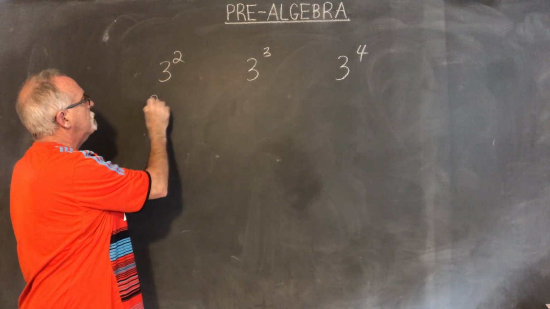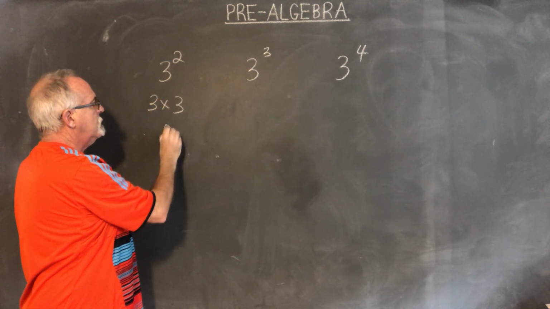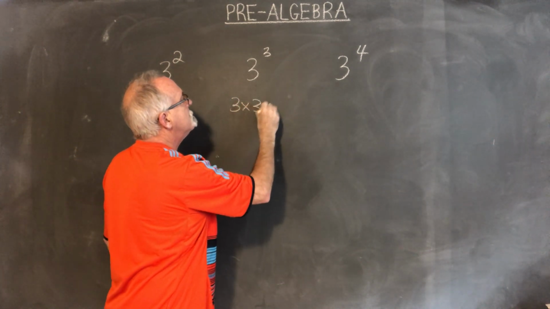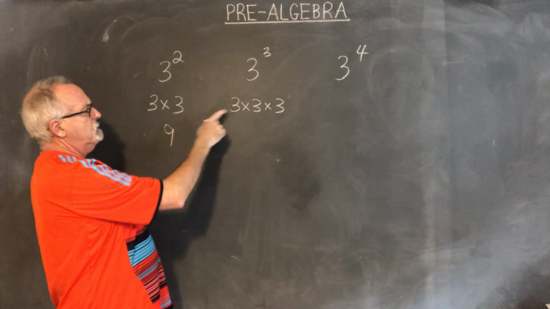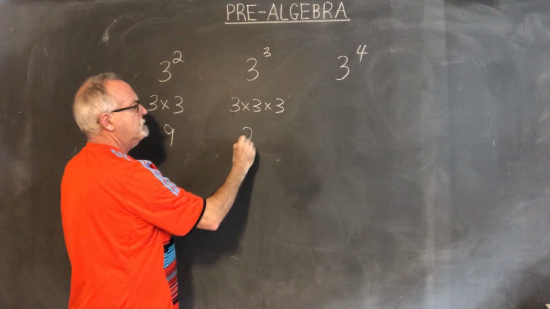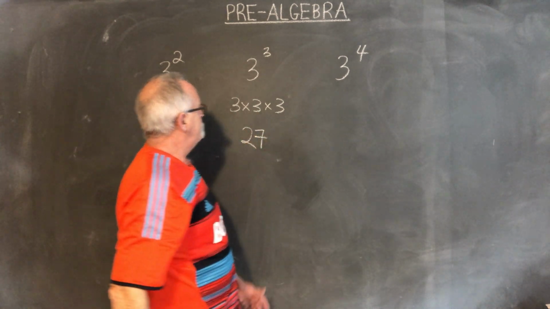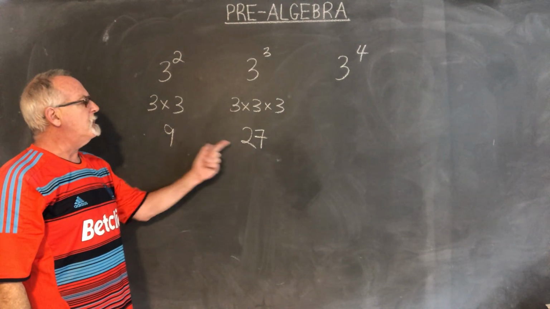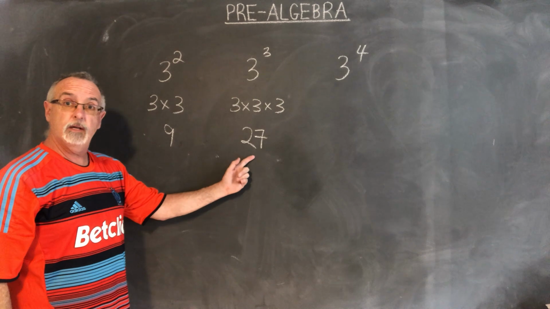3 squared is equal to 3 times 3, which is equal to 9. 3 cubed is equal to 3 times 3 times another 3, which is equal to 9 times 3, which is 27. That 9, it's not doubling anymore. 9 doesn't double to give 27. 9 triples to give 27.